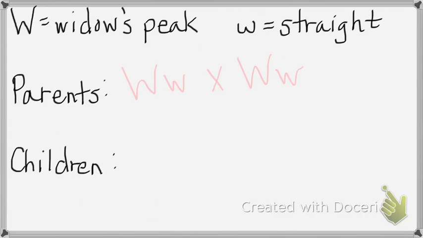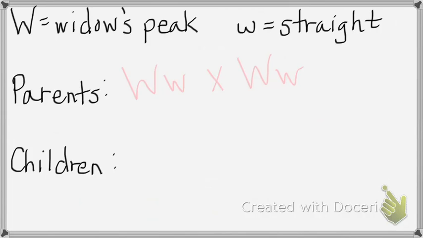How come they couldn't possibly be big W, big W? Because one of their kids is recessive. That's good. Okay, now what about the children? Two of them have widow's peaks. What about the two children with widow's peaks? Are they big W, little w?